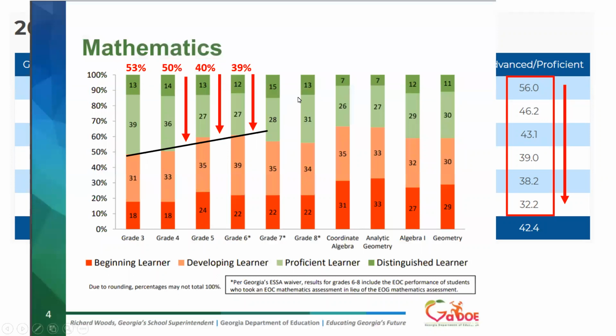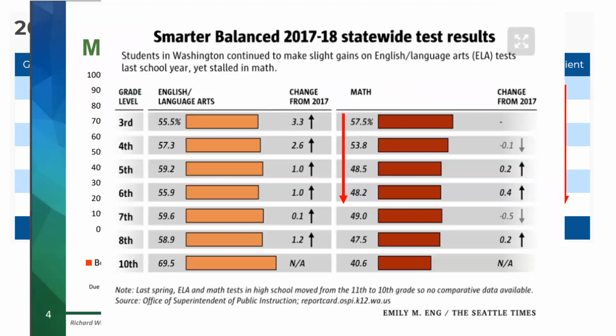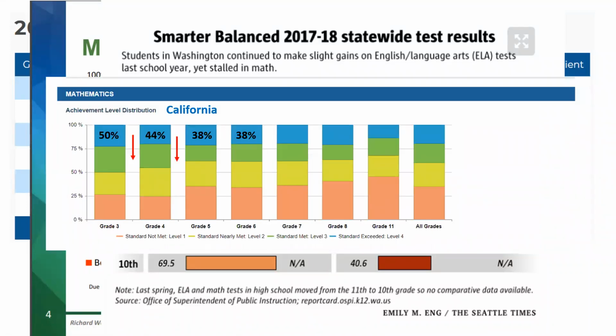This is Georgia. If you take a look here, 53% for 3rd graders, 53% for 3rd graders, 50% for 4th graders, 40% for 5th graders. And we know that as fractions and rational numbers goes up, achievement goes down. This is Washington State. Again, 3rd grade, they're at 57%, 53%, 48%, 48%. Again, the same trend that happens in Michigan, it's happening nationwide. And finally, California. They take the Smarter Balanced test, and this is 50%, fourth grade 44%, fifth grade 38%, and so on.